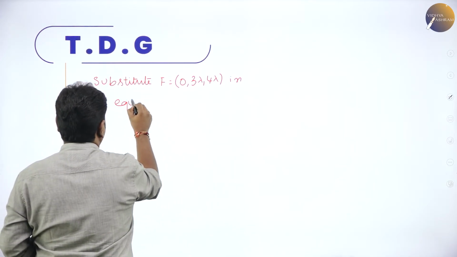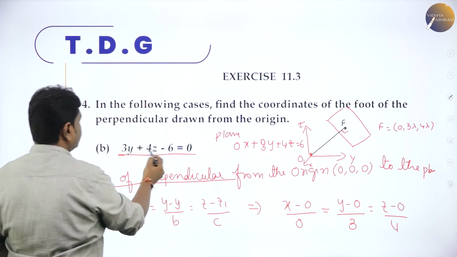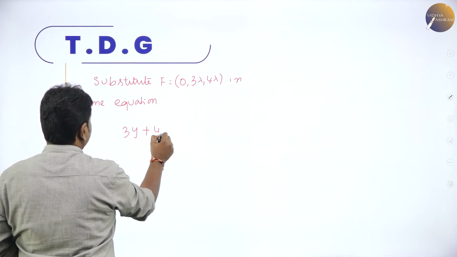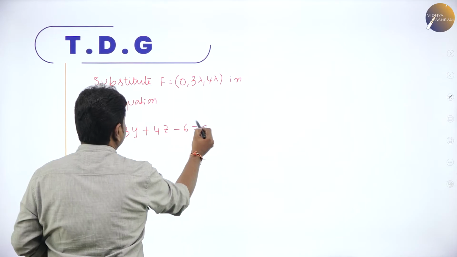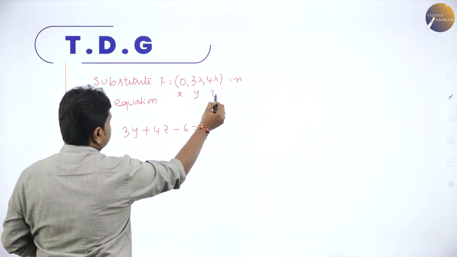What is the equation of the plane they gave in the problem? 3y plus 4z minus 6, so 3y plus 4z minus 6 equal to 0. Substitute it. X is not there, so this is x coordinate, this is y coordinate, this is z coordinate.